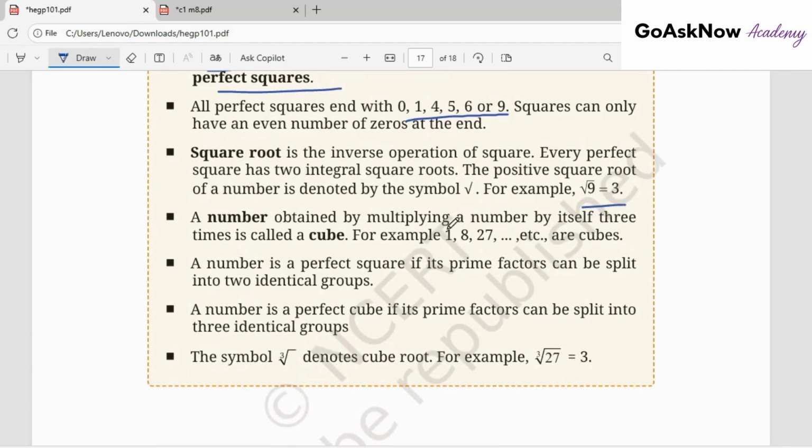The number obtained by multiplying a number by itself 3 times is called a cube. For example, 1, 8, 27, etc. are cubes. A number is a perfect square if its prime factors can be split into two identical groups. A number is a perfect cube if its prime factors can be split into three identical groups. The cube root symbol is the root symbol with a 3. For example, the cube root of 27 is equal to 3.